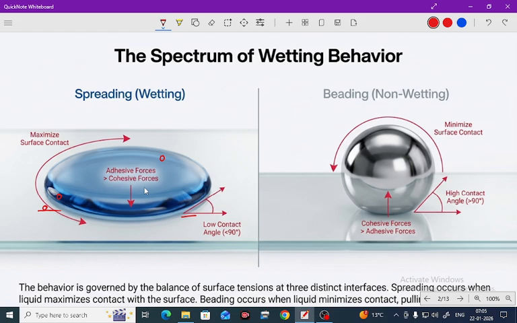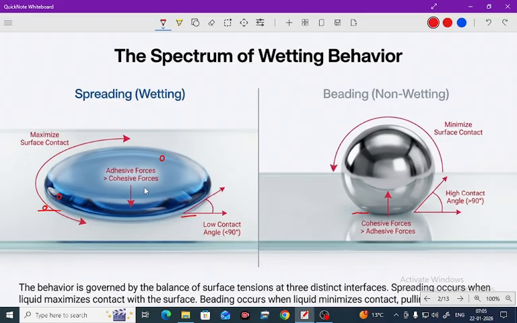But in case of beading or non-wetting, it has the minimum surface contact. You see, the surface contact is minimum. In this case, cohesive forces are greater than adhesive forces, and the angle of contact is greater than 90 degrees. It will be like this.